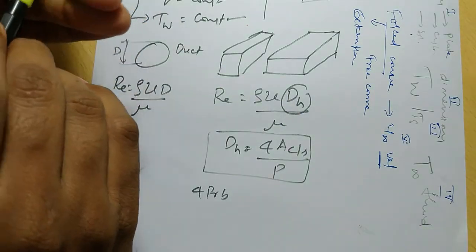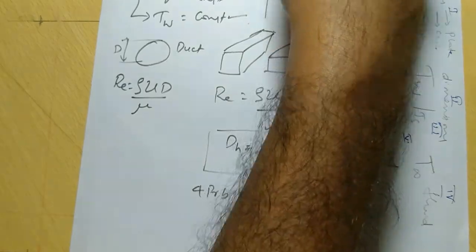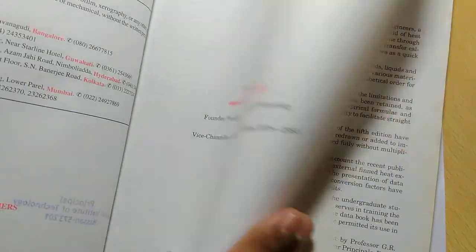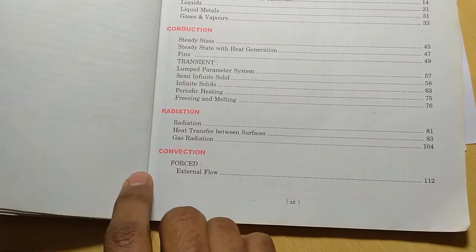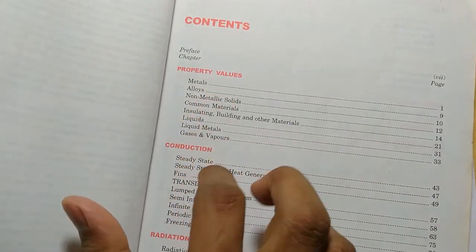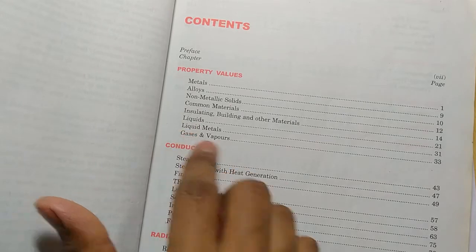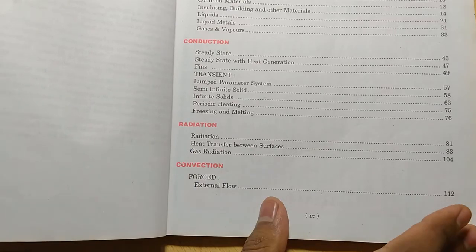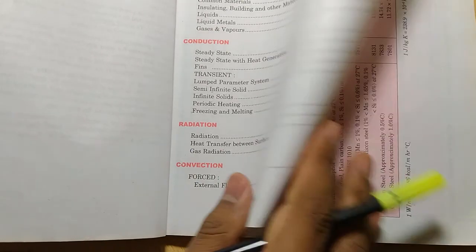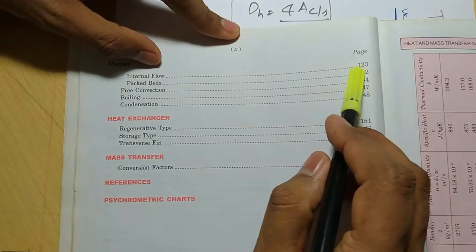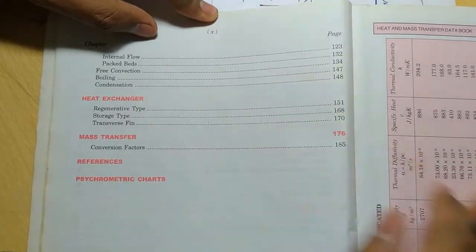Before going to that, once again we will see the data handbook and how to take the equations. I already mentioned I have the 6th edition data handbook. Same procedure. The properties can be taken from this column for gases, liquid metals, and all those. Now our condition is convection. We are discussing forced convection, but this time not external flow, but internal flow. Now open the corresponding page number. In my data handbook the page number is 123.